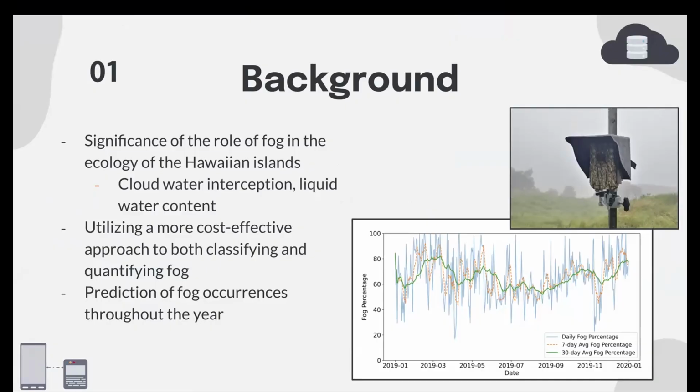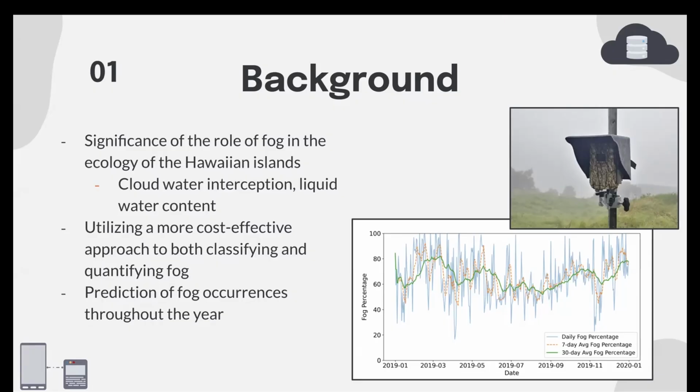To give some background on this topic, fog in the Hawaiian Islands is very important because it's a crucial driver of cloud water interception, or CWI. This is the process by which airborne water droplets are captured and deposited onto vegetation. CWI is an important variable in water balance models, and it's a big contributor to how much water an area gets. Mountains that have more CWI have more fog, and it's an important contributor to vegetation.